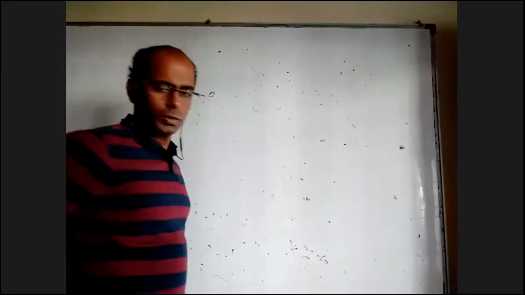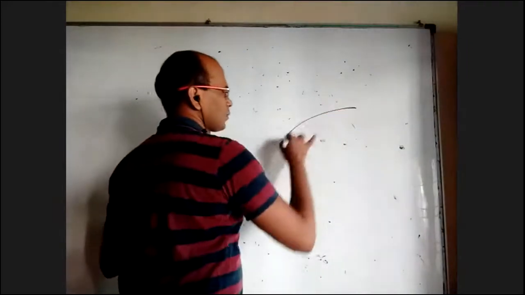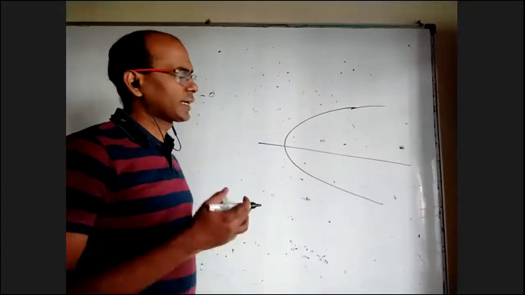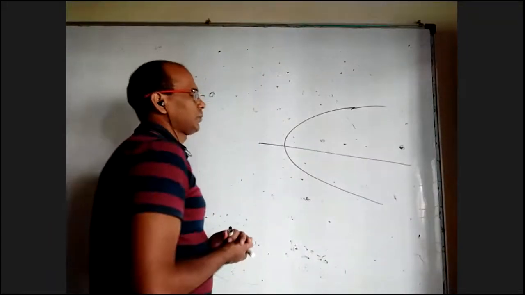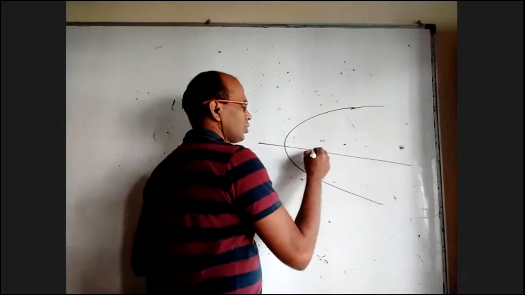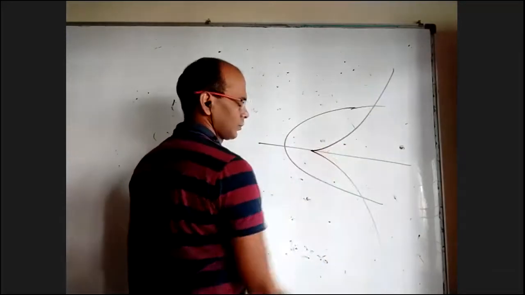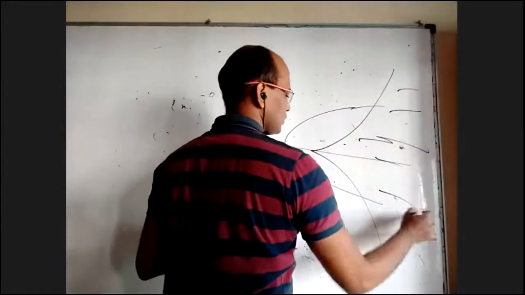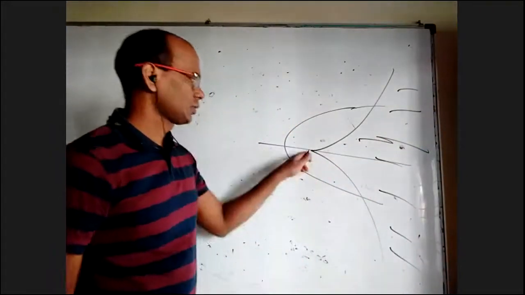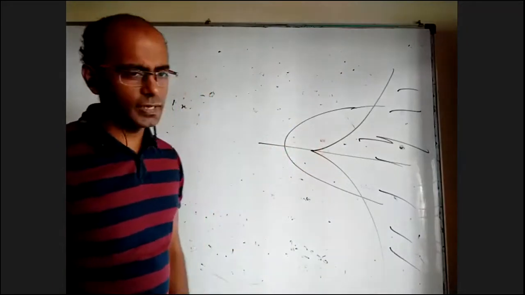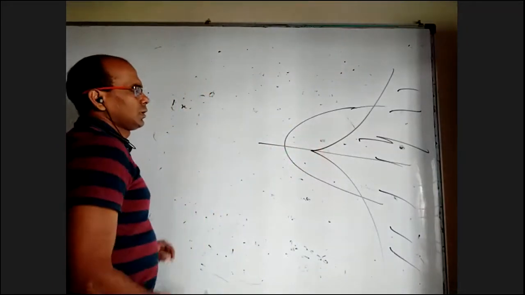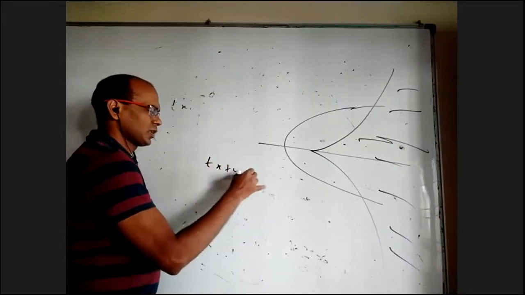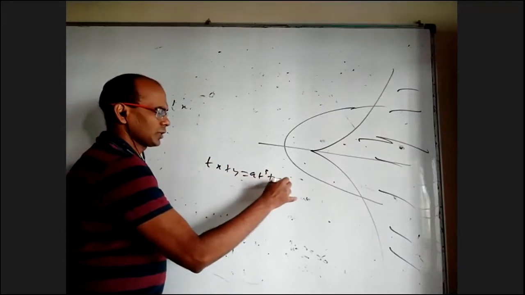For example, if somebody says, where are all the points from which I can draw three normals to the parabola? It is actually somewhat a curve like this. You take any point here, you can draw three normals. This curve is there. One may ask how to find that curve. You take the general normal tx plus y is equal to at cube plus 2at.